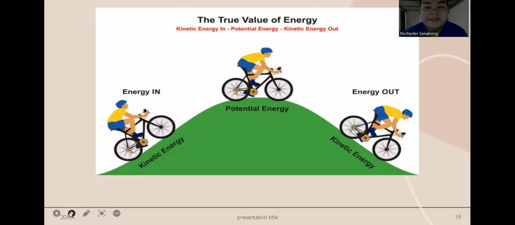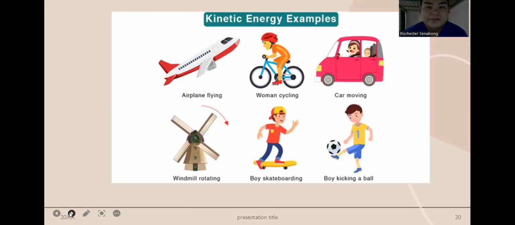So this is the example of gravitational potential energy, which is the first one that will transfer into kinetic energy, and when at the top of the hills, they will transfer into potential energy, and when climbing down the hills, they transfer again into kinetic energy.